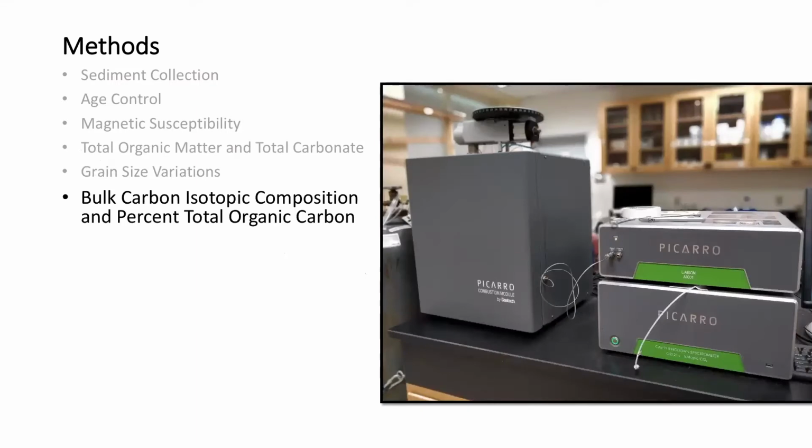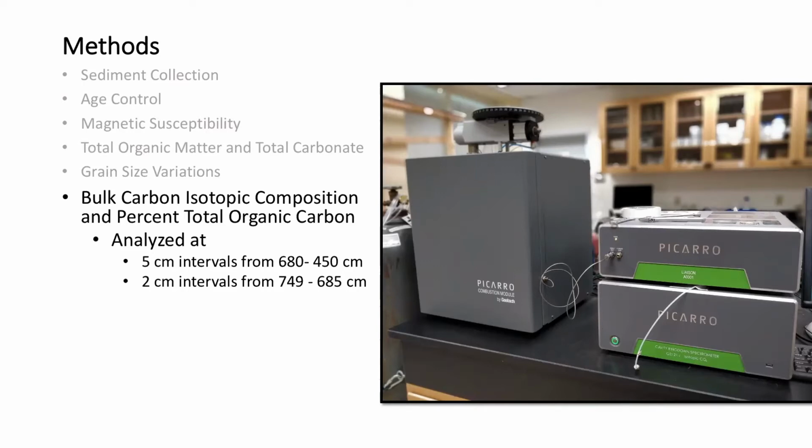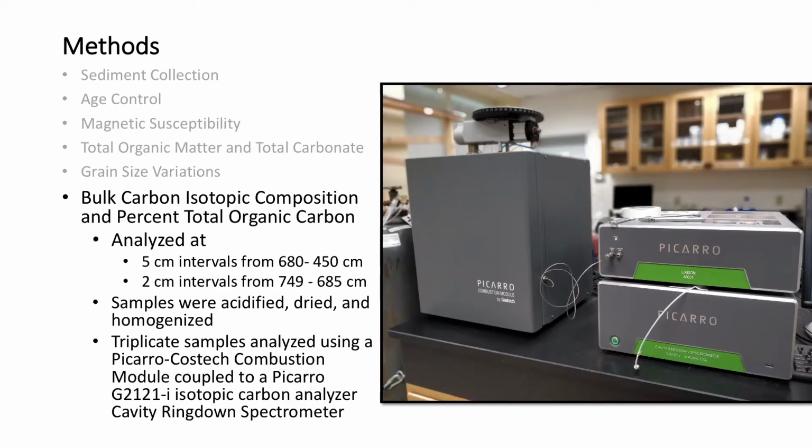Next, we analyzed for bulk carbon isotopic composition and percent total organic carbon. We analyzed them at 5 centimeter intervals from 680 to 450 centimeters, and every other centimeter from 749 to 685 centimeters. Samples were acidified, dried, and homogenized, and analyzed in triplicate using a Picarro-Costech combustion module coupled to a cavity ring-down spectrometer.